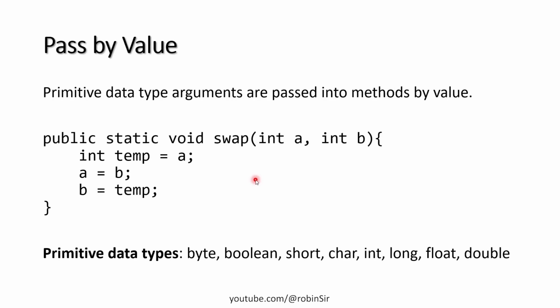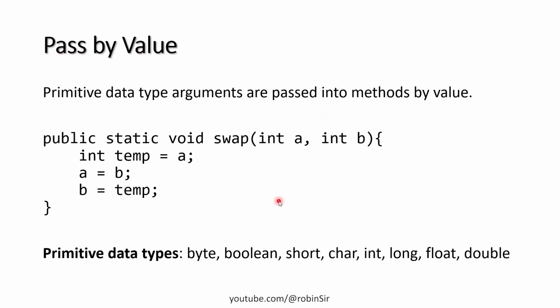Pass by value. Primitive data type arguments are passed into methods by value. There are 8 primitive data types in Java: byte, boolean, short, char, int, long, float, and double. Whenever you are passing values of these data types to a function, for example, here I have passed 2 integers, a and b, both of type int. Int is a primitive data type, and that's why, because primitive data type values are passed, this is pass by value.